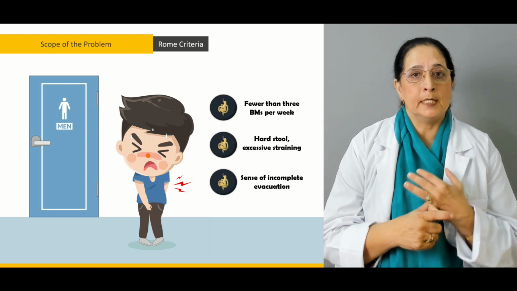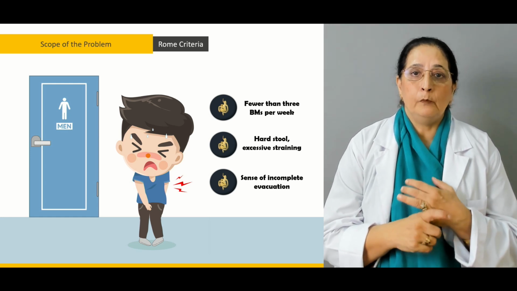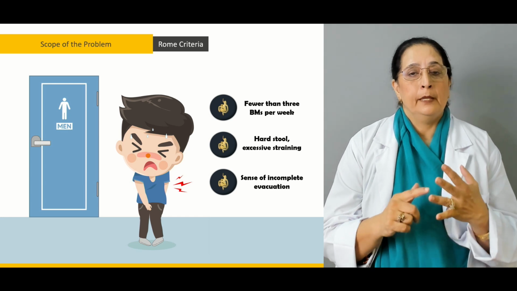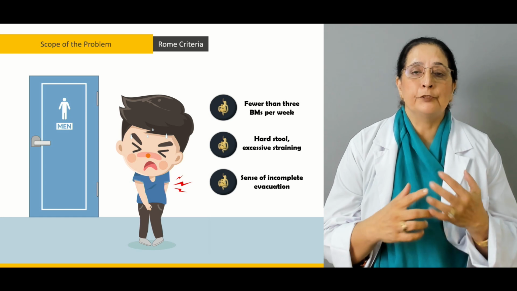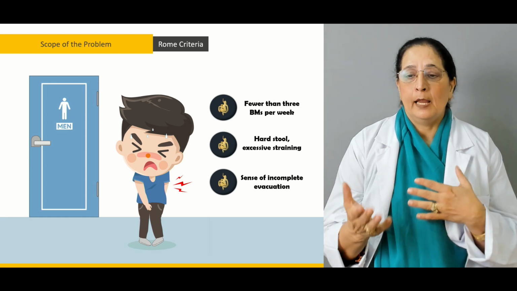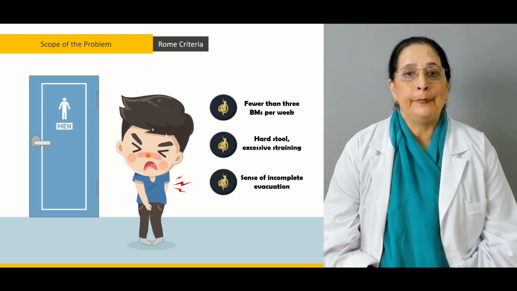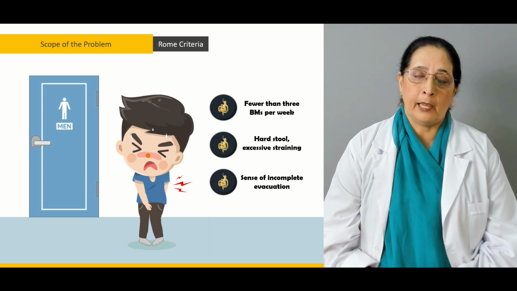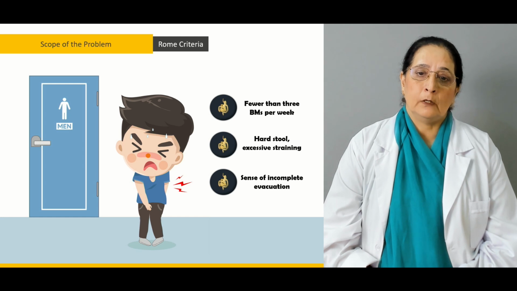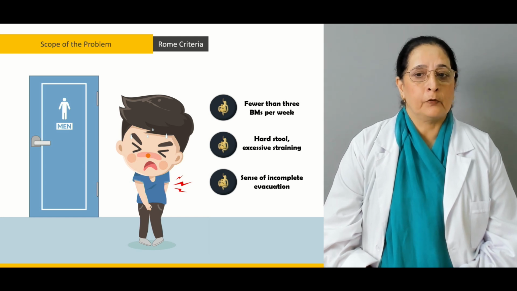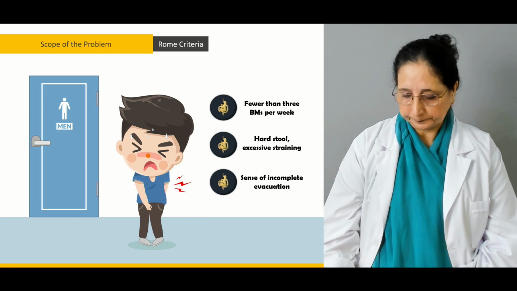So if there are less than 3 bowel movements per week, if there is hard stool and excessive straining present, and then a sense of incomplete evacuation after the process of defecation, this all is in the Rome criteria.